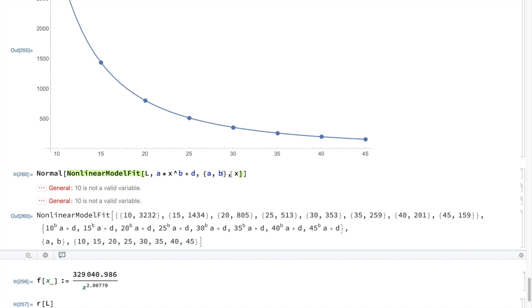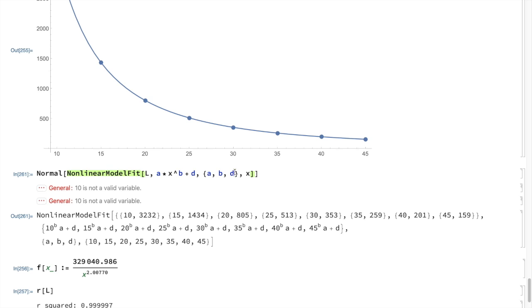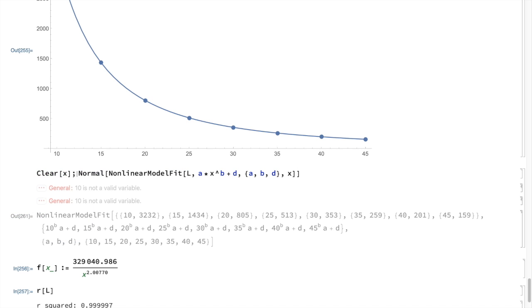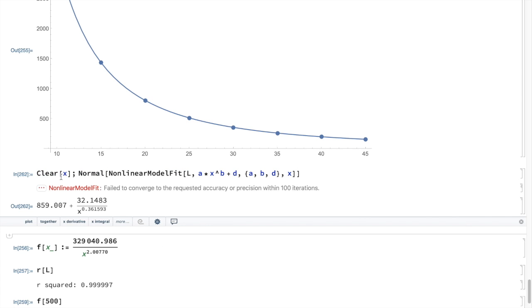Well, I didn't declare the D though. Doesn't like that. Nothing seems to happen here. So 10 is not a valid variable. I wonder what that... Oh, I have to clear the x out. Doggone it. Clear the x value. There we go. So, failed to converge to the requested accuracy or position within a. All right, so this is just another way to represent the same piece of data here.